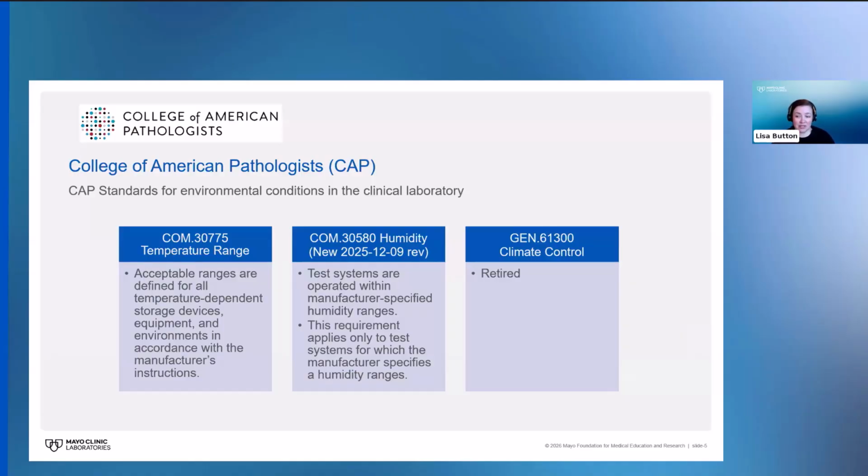A new CAP checklist item that just was put into practice in their newest revision is for humidity, 30580, on their all-common checklist. It states that test systems are operated within manufacturer-specified humidity ranges, and that this requirement applies only to test systems for which the manufacturer specifies a humidity range. Humidity used to be part of this next one on the slide, which was the climate control lab general checklist item, but that was retired in favor of moving it to the all-common checklist and making it specific to humidity.